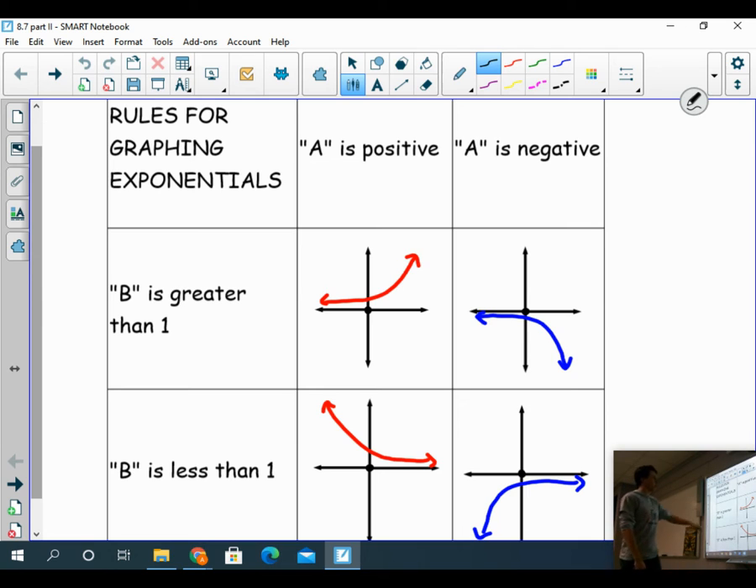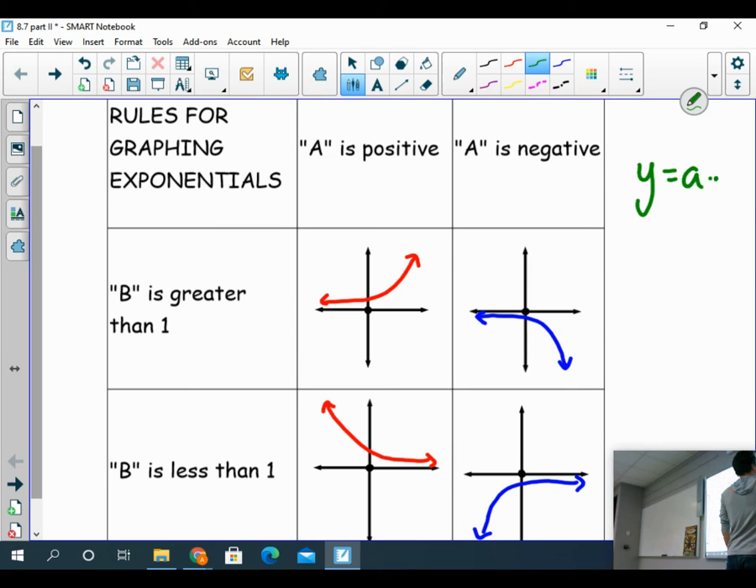Rules for graphing exponentials. Remember, all exponential functions have the form y equals a times b to the x. And if you want to just go ahead and copy that on the chart, pause the video, copy it down, and then just listen to the explanation, I think that's a great idea. So rules for graphing exponentials. Well, they're all in the form y equals a times b to the x.